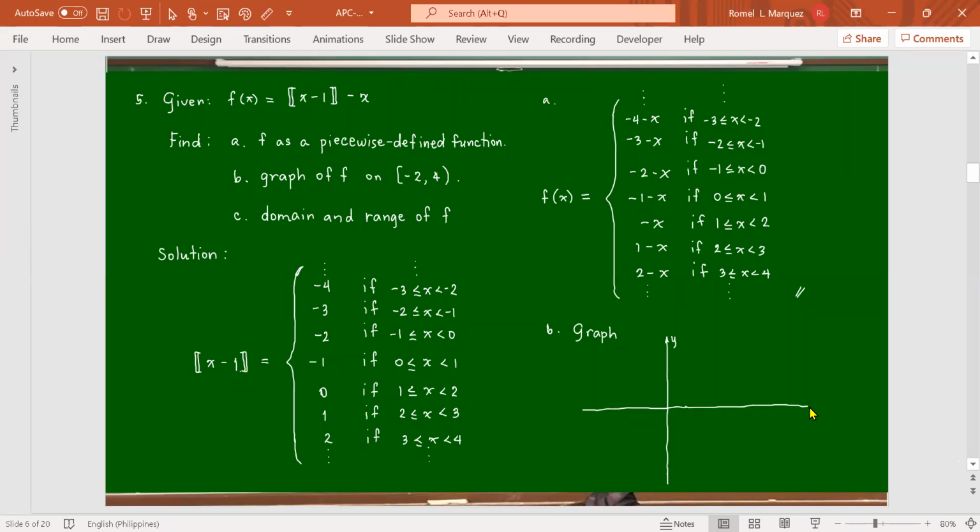Are you now excited with the graph? How the graph looks like? 1, 2, 3, 4, 5. So this is 5. This is 2. Okay. -1, -2, -3. So this is -3. Positive 1 here. Positive 2, negative 1, negative 2. Okay, children? So this is negative 3.